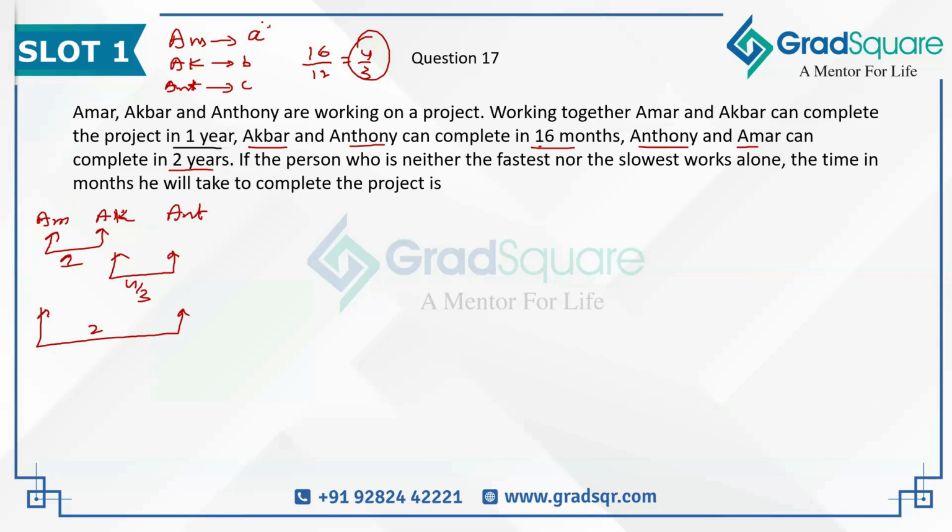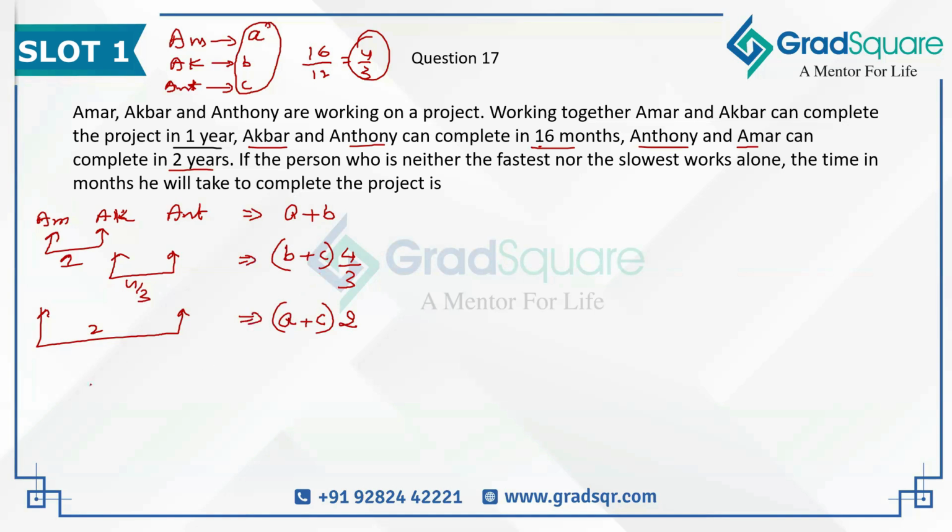We have figured out the number of units for each one of them per year. So Amar and Akbar together: A plus B should equal the total work. Same way, Akbar and Anthony put together in 1 year will do B plus C, so in 4 by 3 of a year they'll do 4 by 3 times this. That should also be the total work. And Amar and Anthony do A plus C units per year; multiplied by 2, that should also be the total work. All three values are the total units of work.